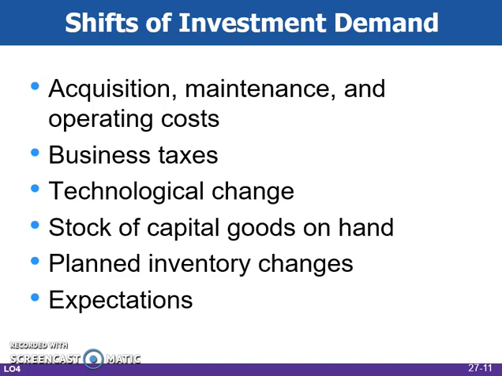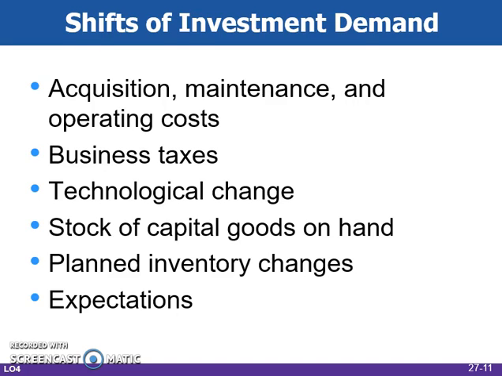Stock of capital goods on hand could affect new investment. If there's abundant idle capital on hand because of weak demand or recent investment, then new investments would be less profitable. If firms are planning on increasing their inventories, investment demand shifts to the right. If firms are planning to decrease their inventories, investment demand shifts left.